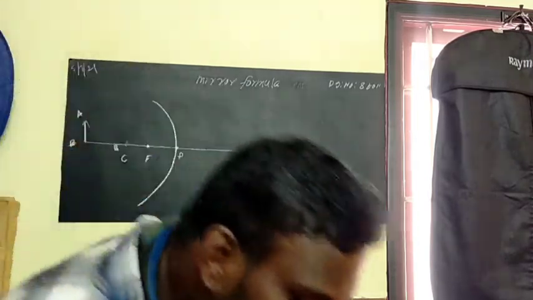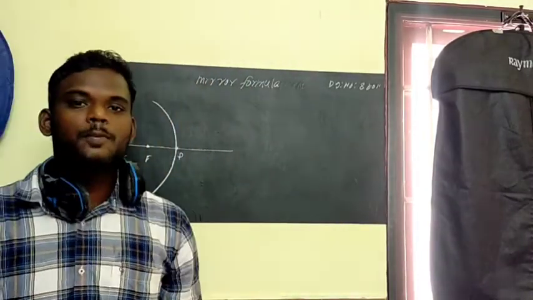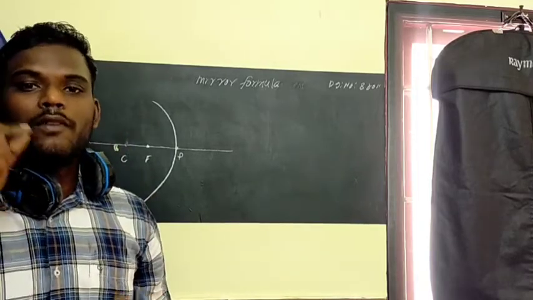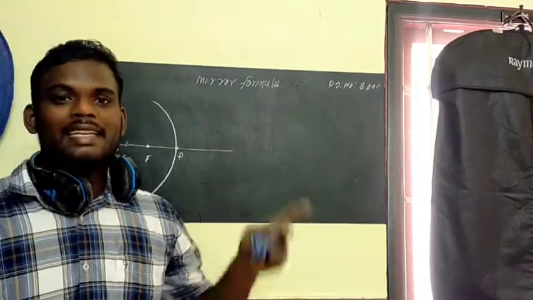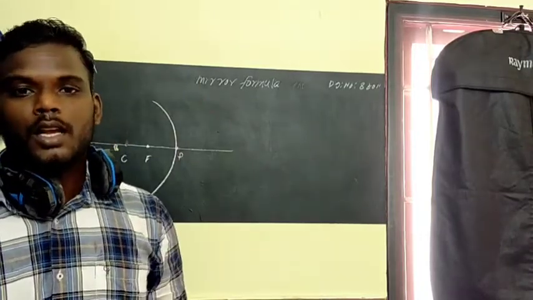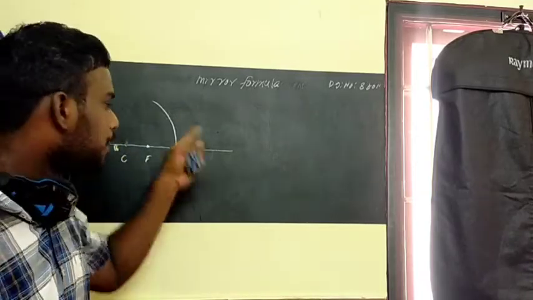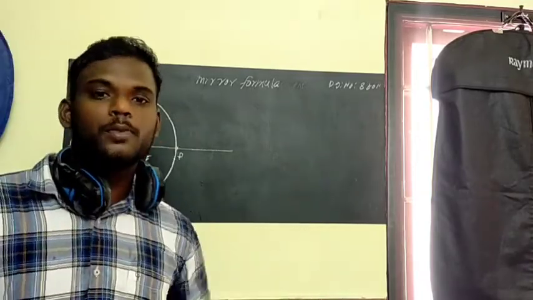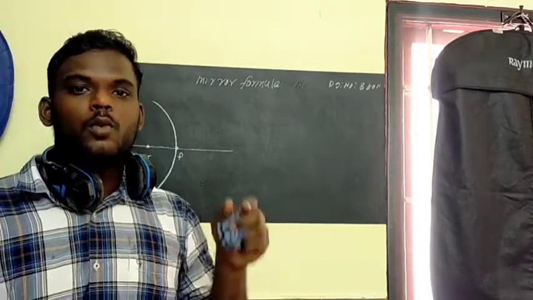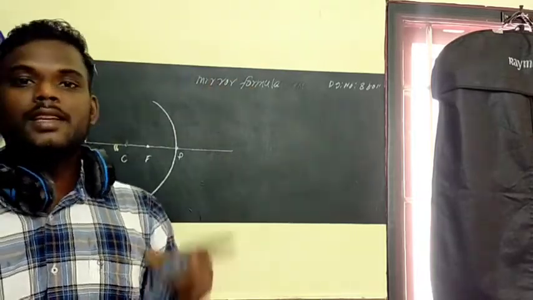There are three rays. We know that if you want to construct an image, we need three rays. At least we need two rays. So where will be the image point? Where the reflected rays are meeting, that will be the image point. Is that clear? So if you want to construct any image with the help of a concave mirror or convex mirror, any kind of mirror, we need at least two rays.